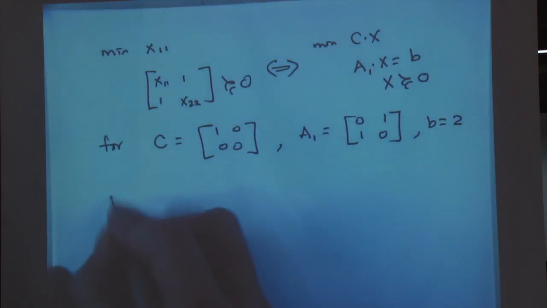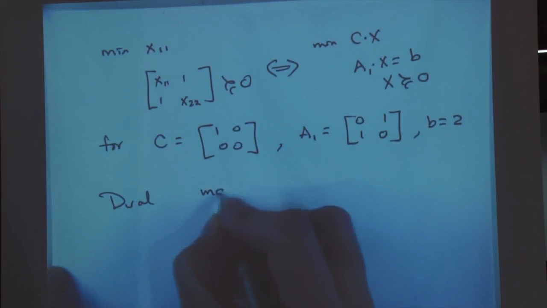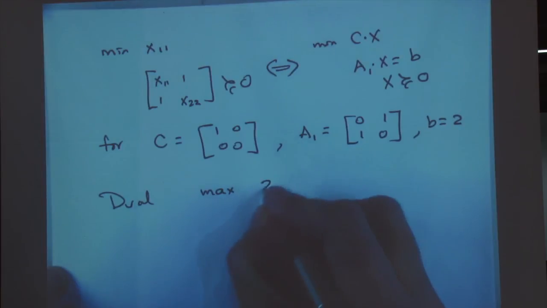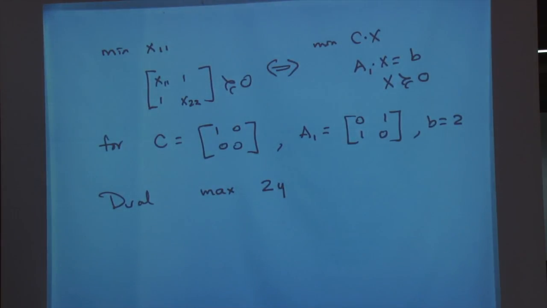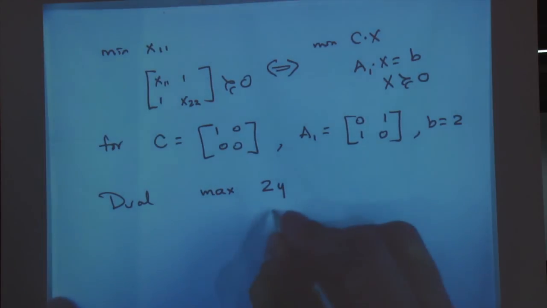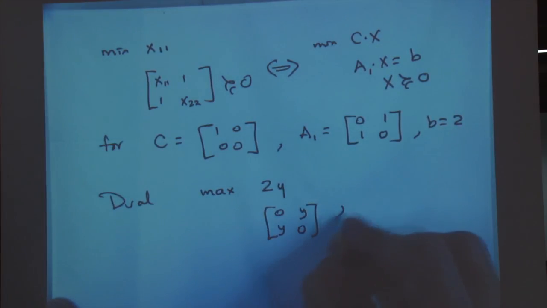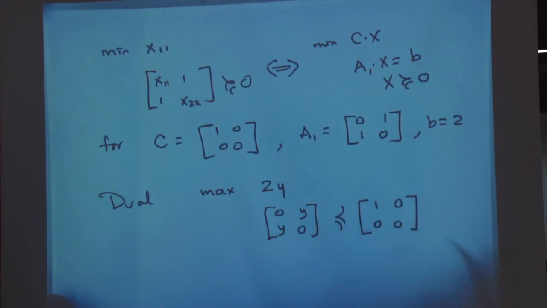So then the dual will be to maximize b transpose y, so that's maximize 2y, right? And then the constraints are that a1y, so that's 0, y, y, 0, less than or equal in that order to c. So that's 1, 0, 0, 0. Okay? So if you think about this for a moment, again, we can reason very similar to how we reasoned before. It's easier to look at the dual first.